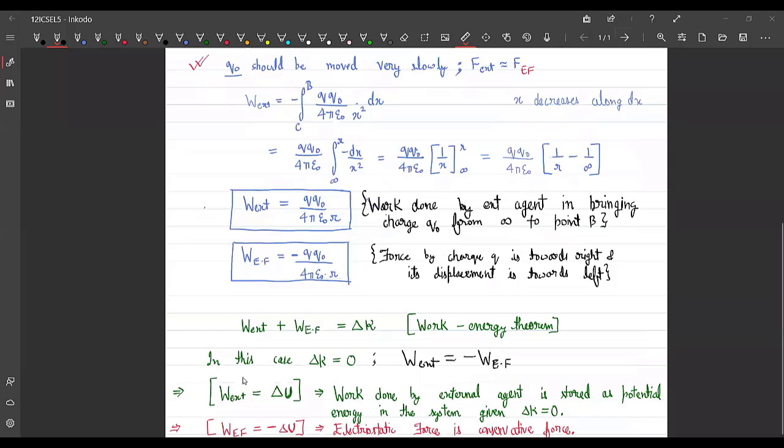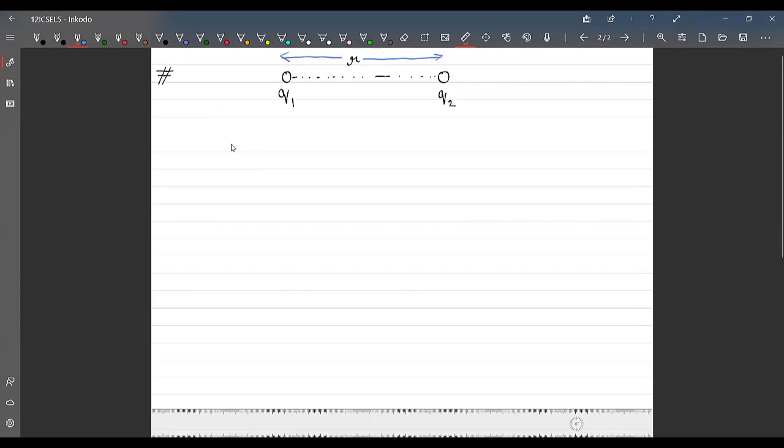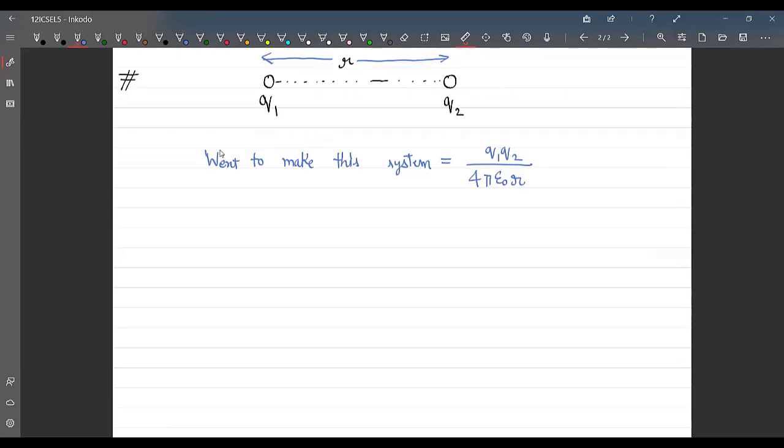Now we have found out that work done by external agent is stored as potential energy. So simply, if you want to make this system of two charges, Q1 and Q2, separated by a distance R, then the work done by external agent to make this system, we have calculated to be Q1, Q2 by 4 pi epsilon naught R. This is work done by external agent.